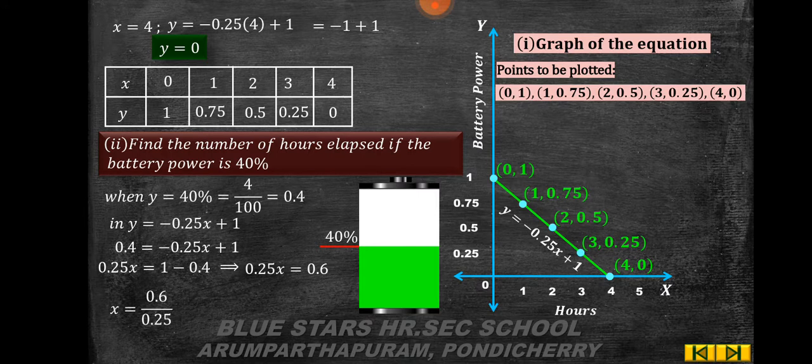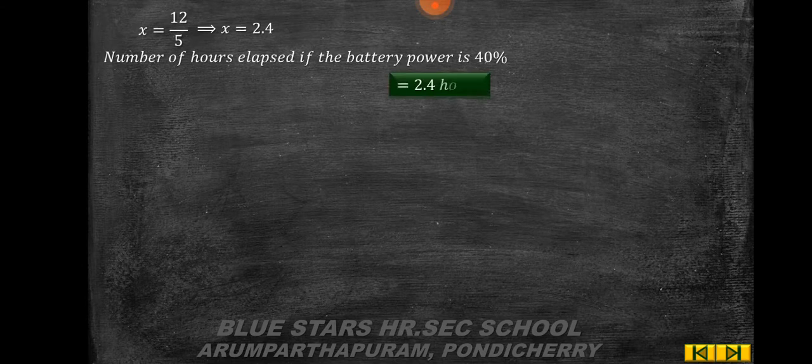So x is equal to 0.6 by 0.25 into 100. We just convert the decimal numbers into natural numbers. So it gives 60 by 25. Now it is easy to simplify. If you cancel out 25 and 60 using the 5 table, 5 times 5 is 25 and 12 times 5 is 60. So the value of x is equal to 12 by 5. So x is equal to 2.4. So the number of hours elapsed if the battery power is 40% is 2.4 hours.